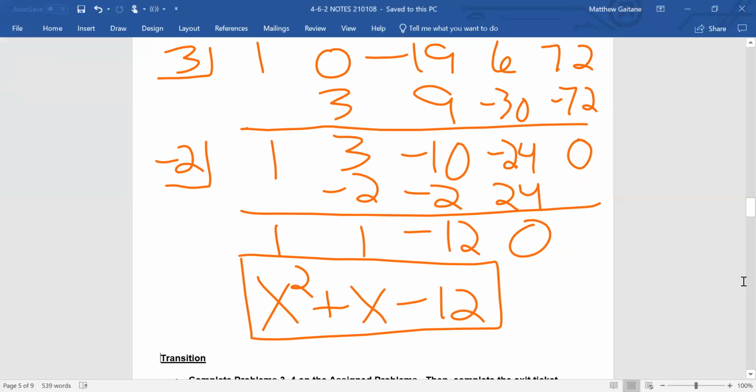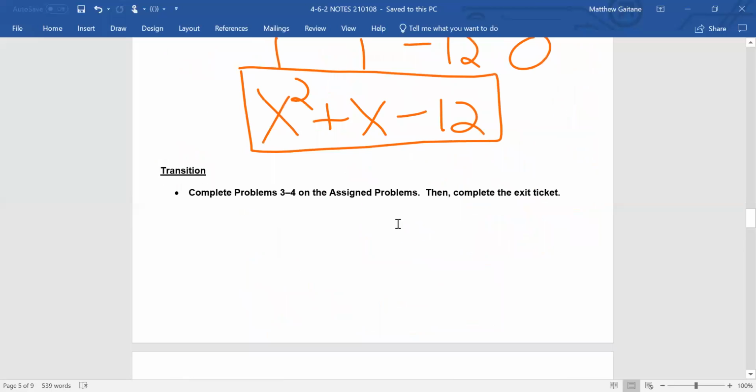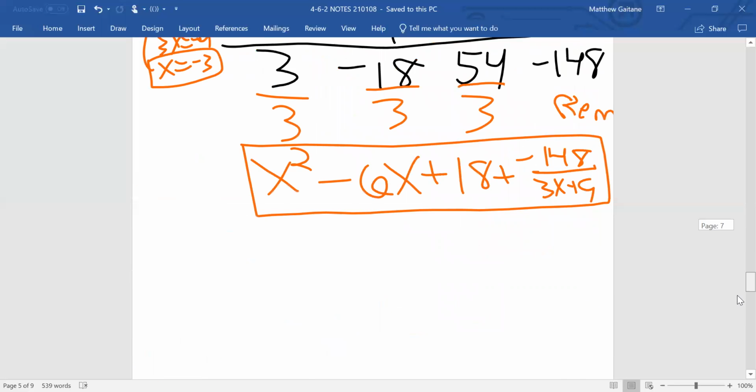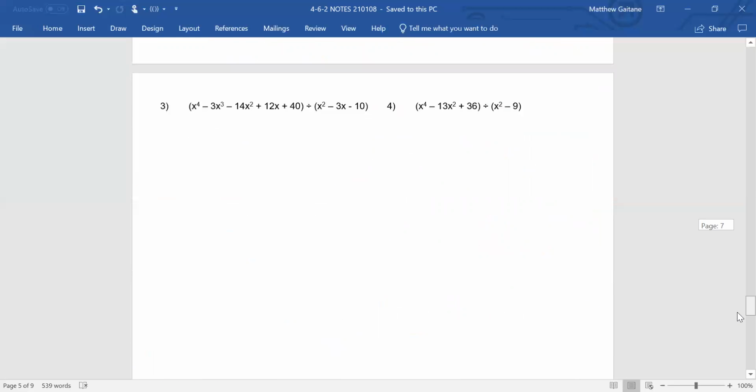So in the transition, do problems 3 and 4 on the assigned problems. Very similar to this. And I'll be back. Okay, so on number 3, to get your excluded values, you did 2 factors that multiply to -10 and add to -3. And 4 is a little bit different here. Let's see if you can figure out 4. We'll talk about it.